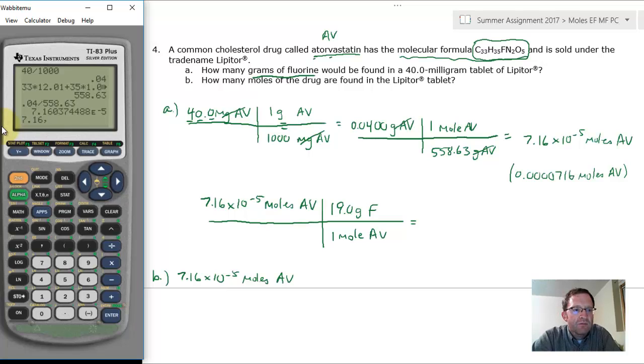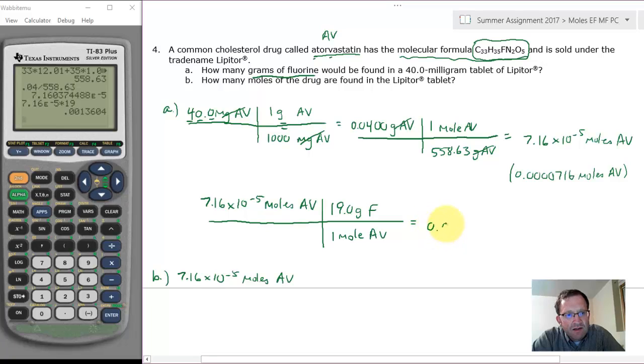7.16, let's see, times 10 to the negative 5. And then times 19, just like that. And that's going to be our answer in the end. 0.00136 grams of fluorine. And again, the way I know the units work out is because these moles cancel these moles. And grams of fluorine are the unit that's left, and that's what plops in over here.